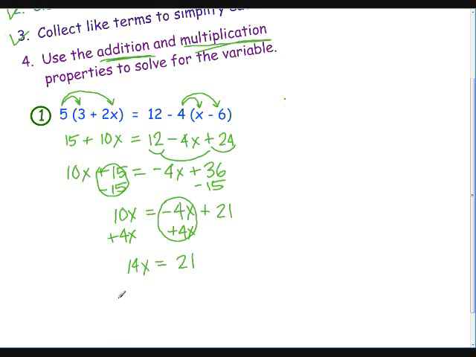1 over 14. You may prefer to think about this as, okay, I'm going to undo the multiplication by dividing both sides by 14. Or you can think about it as I'm going to multiply by the reciprocal of 14. Either way works. So here we get a 1, and I have x is equal to 3 over 2. This is a correct answer, but it will not give you full credit. To get full credit, you want to simplify it.